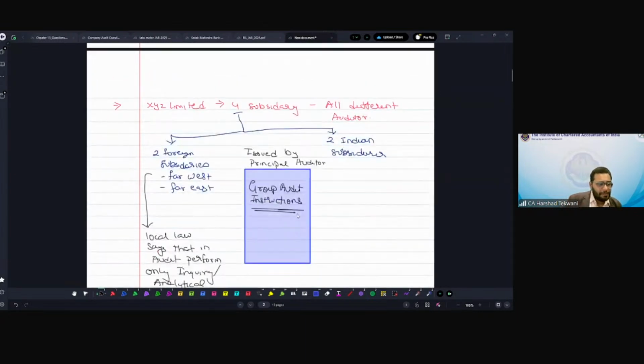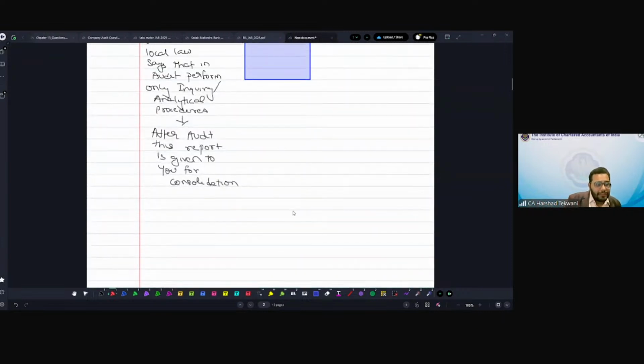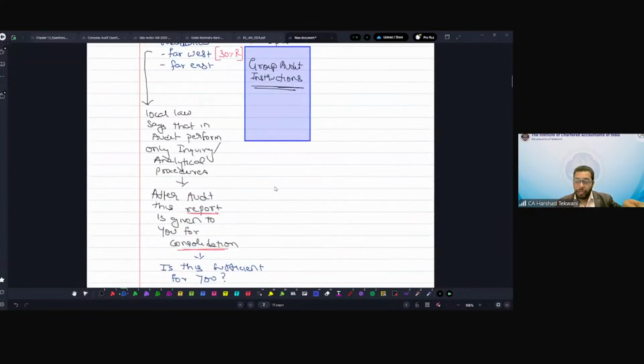Now, let's say this particular Far East subsidiary is contributing 30% of revenue. It's a material subsidiary. Once you receive this report for consolidation, my question is, is this sufficient for you? Is this report enough for you to consolidate the financial statements?